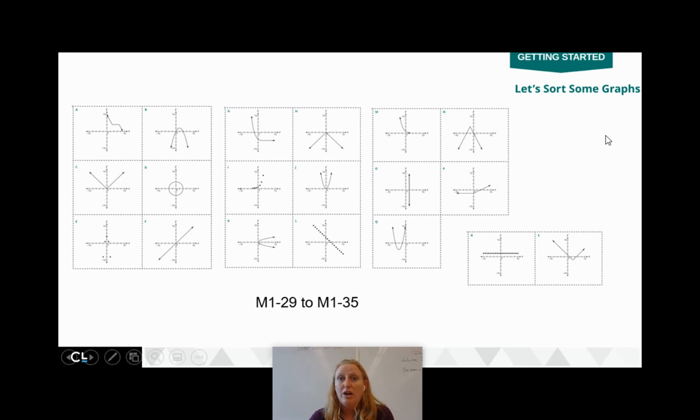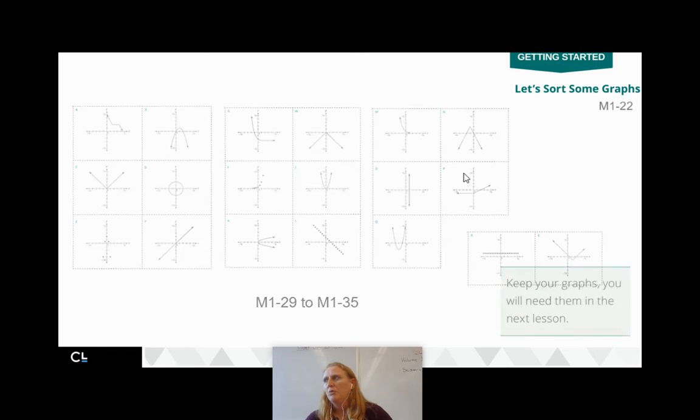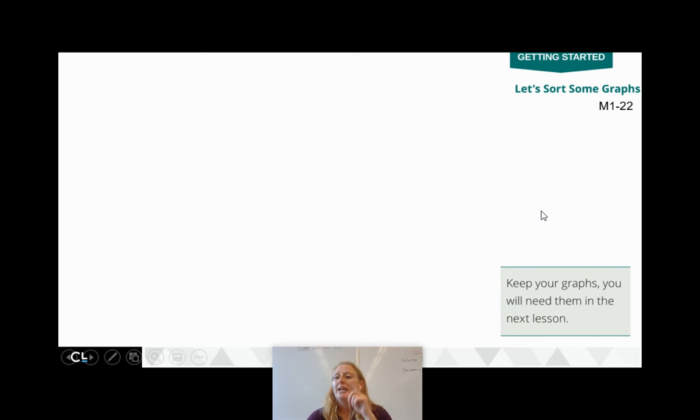All right, you got all your graphs cut out? Awesome. Let's move on. By the way, not only are we going to be using the graphs for this lesson, we're going to be using the graphs for the next lesson as well. So don't toss them out when we're done at the end of the day. We're not gluing them in, but we are going to use them for the next round. So watch out for that.